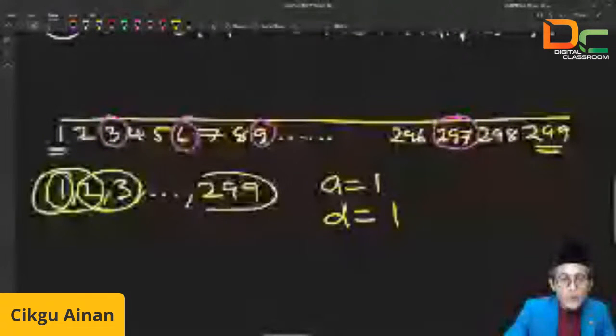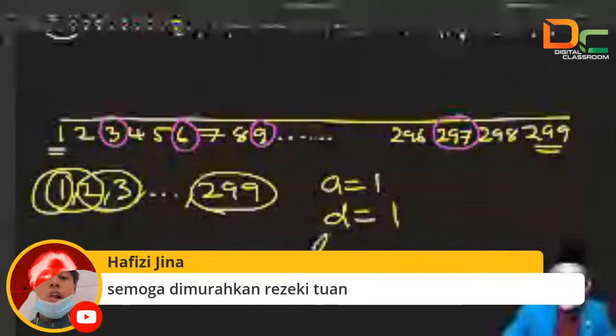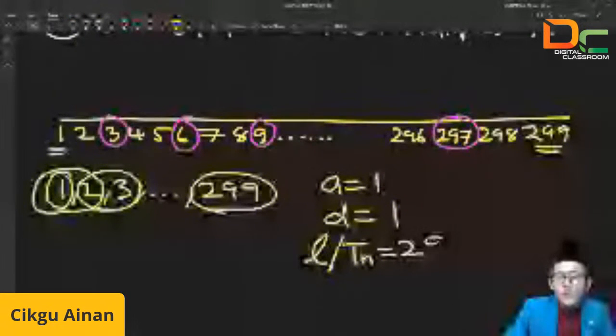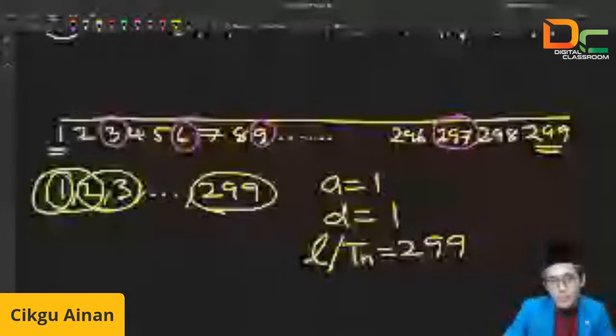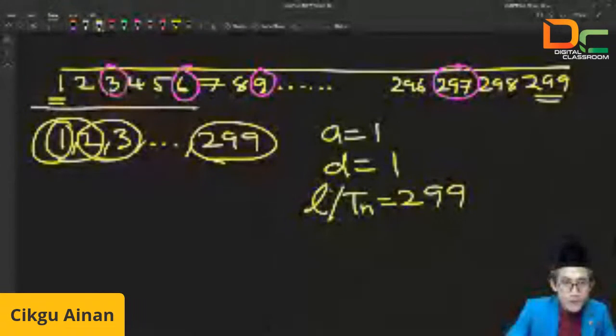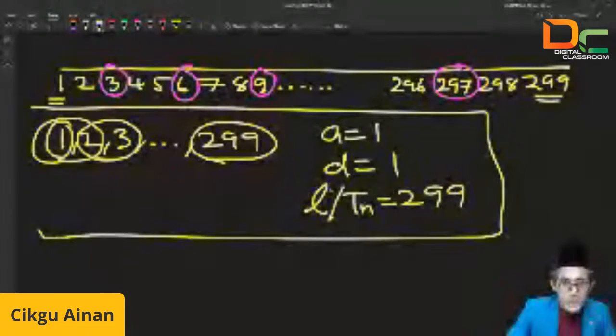Okay, so what is 299? 299 is the L, or Tn equals 299. But the N we don't know, we have to find it. Okay, because why? Because we are going to find the sum. So from this information, we are going to find the N first.